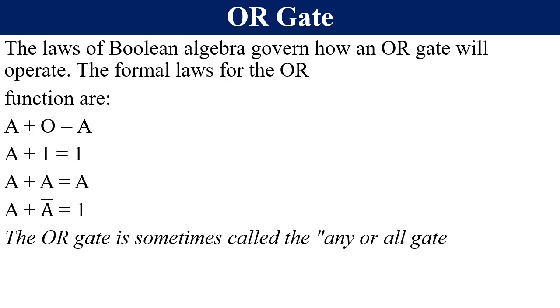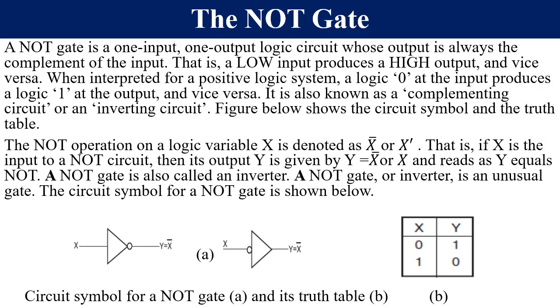The gate is sometimes called an any-or-all gate, which means any of the inputs can be high, or two or more of them can be high. It's an any-or-all gate. Please go through the summary.